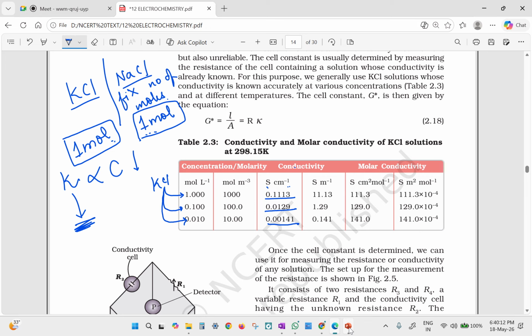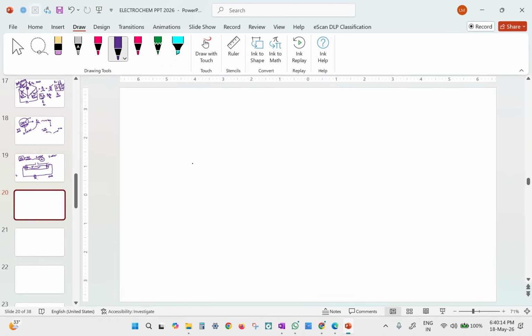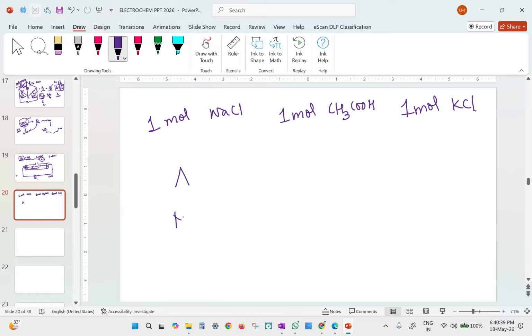So now I go for a new term, because I'm interested in comparing one electrolyte with the other. When comparing one electrolyte with another, I will have to keep the number of moles constant. So let us check whether 1 mole of NaCl is better, or 1 mole of CH3COOH is better, or 1 mole of KCl is better. Thus comes the term called molar conductivity. What is molar conductivity?